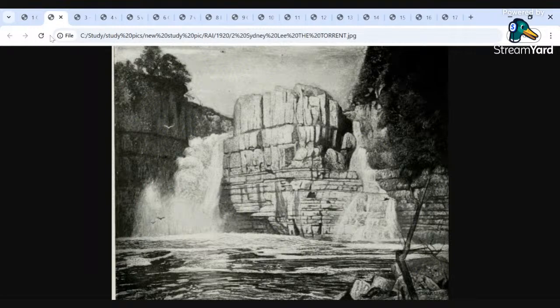Now, this piece compared to Clausen is very, very different. Clausen's about mood and this mystery and this haziness, while Lee is about detail. It's about age and roughness and power at the same time.